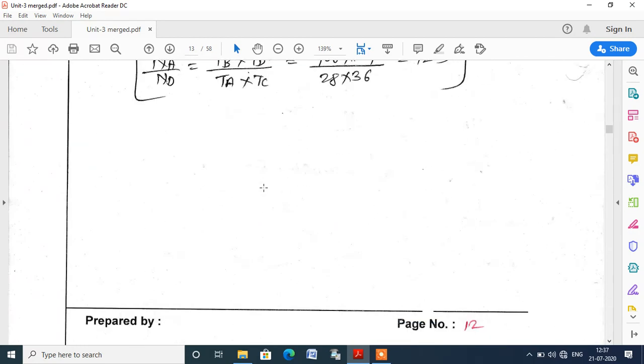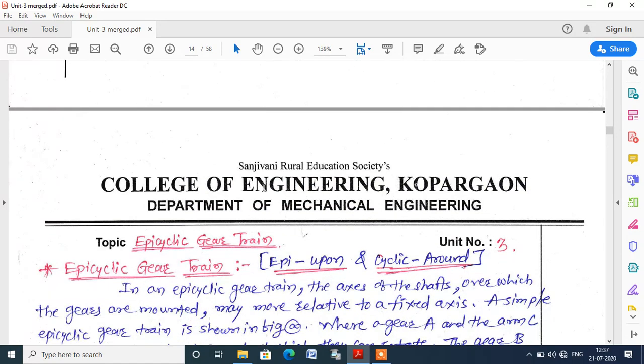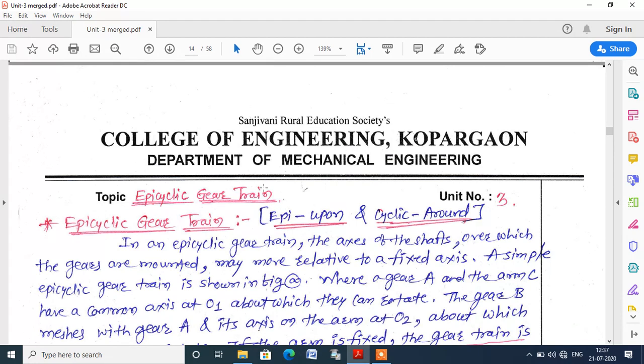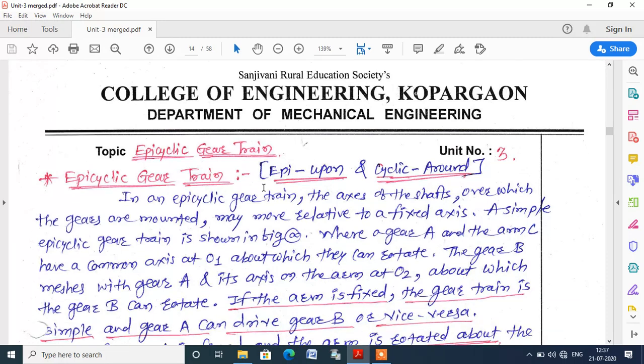Okay, now we will move forward to the next one, and this is a very important topic as far as this unit is concerned, gear train. So this topic is epicyclic gear train. Very, very important. Questions are definitely there for your INSEM as well as ENSEM exam. A definite question is there for both the exams, and you have to solve the numerical on epicyclic gear train.